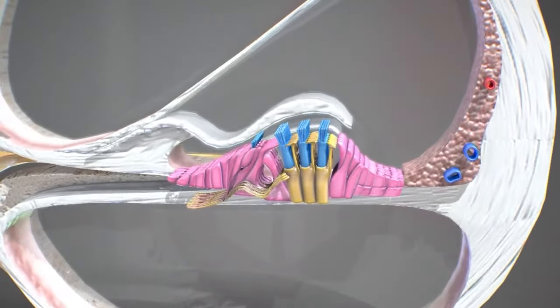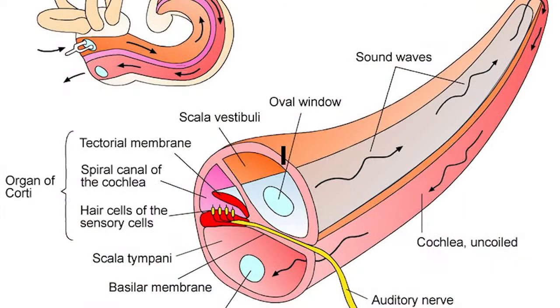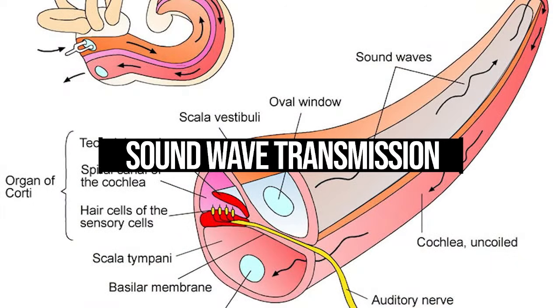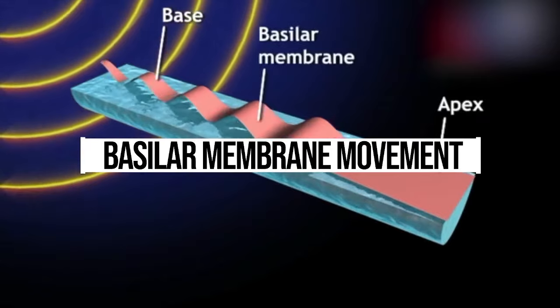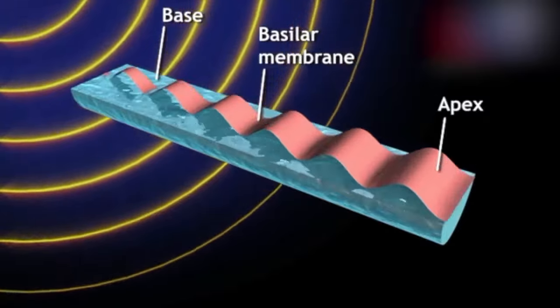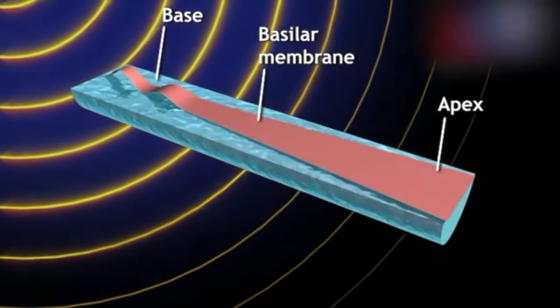The hair cells have tiny projections called stereocilia that protrude into the endolymph. Function of the cochlea. Sound wave transmission. Sound vibrations enter the cochlea via the oval window, causing movement in the perilymph of the scala vestibuli. Basilar membrane movement. These movements create a traveling wave along the basilar membrane, causing it to move up and down.